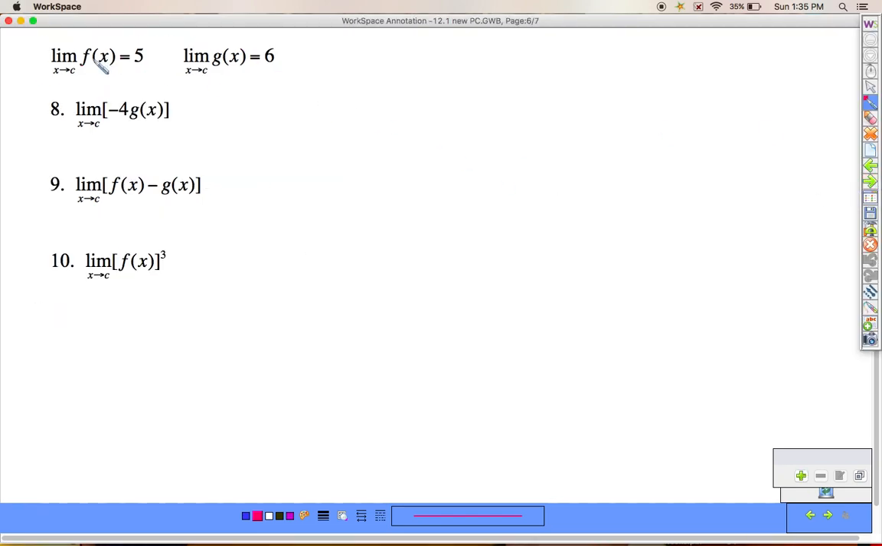All right, so there's some function f of x and some value c. So I'm going to take the limit of that function as x approaches c, I get the answer 5. And the limit of g of x as x approaches c, my answer is 6. I don't really need to know what f of x and g of x is. I just don't need to know what c is. The limit of f of x as x approaches c equals 5. And the limit of g of x as x approaches c equals 6.